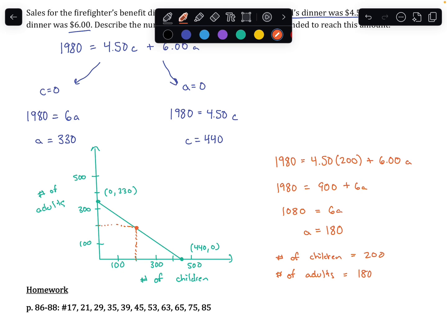That is two different ways to solve linear equations and how to graph them.